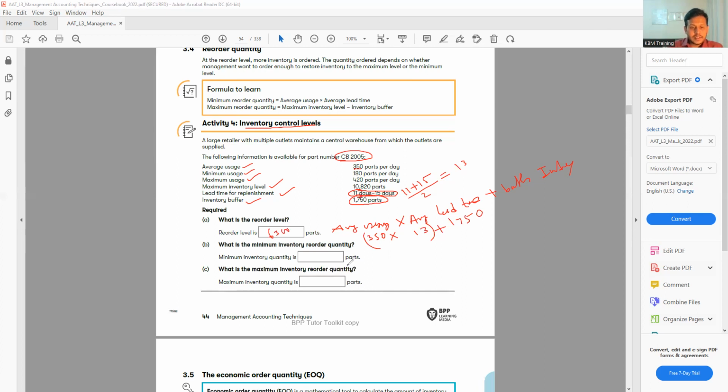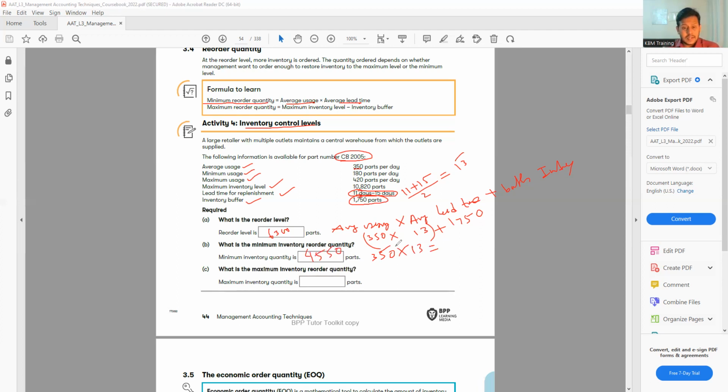6300. The next one is what is the minimum inventory reorder quantity? So minimum inventory order quantity, you can see the formula, minimum order quantity. So average uses, average lead time. So how much is the average uses? 350. And average lead time is 13. So we know this one. So 350 times 13. How much is it? 4550.